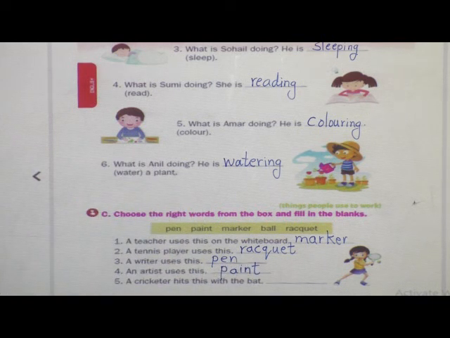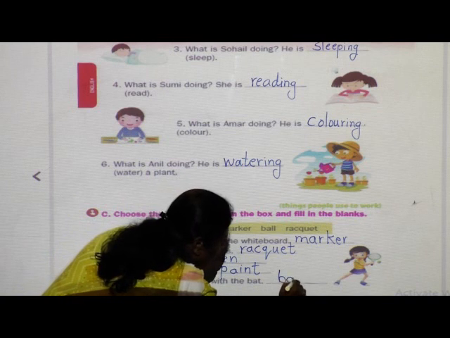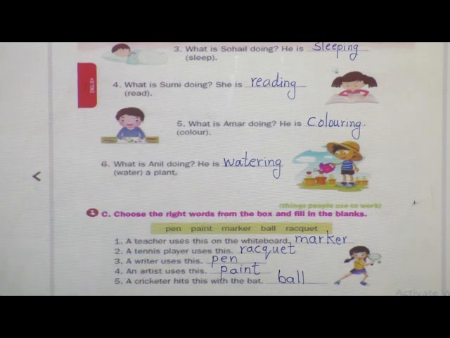A cricketer hits this with the bat. Ball. What does he hit, children? Ball. Okay? So here we have completed this lesson, children. So you have to read the lesson carefully, the story loudly, and here we have completed the lesson, children.